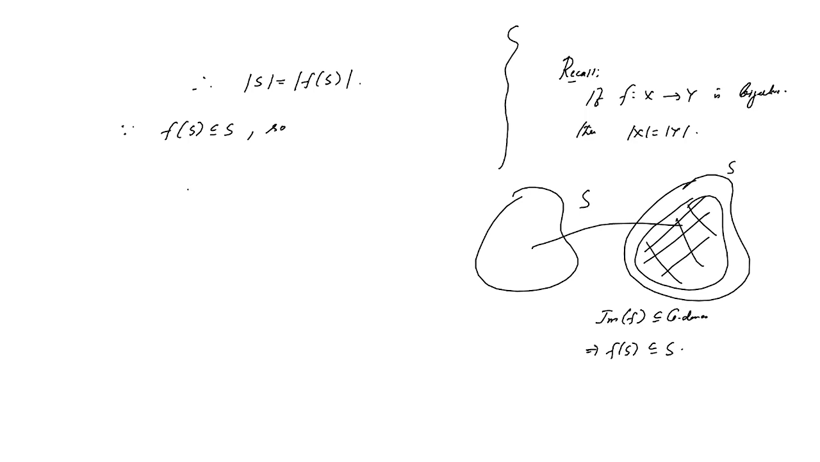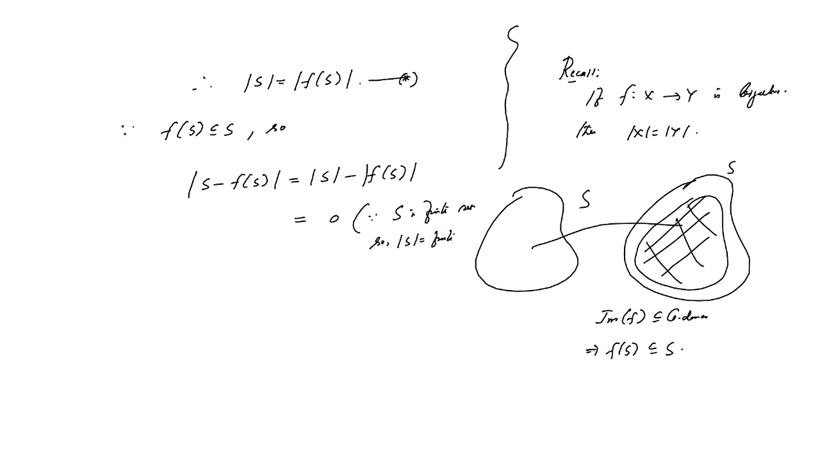So what we can say, the cardinality of S minus Fs, that set's cardinality, will be the cardinality of S minus the cardinality of Fs. Here we have seen that the cardinality of S and the cardinality of Fs are the same. So that means it will be 0. Why is it 0? Since S is finite. Okay, finite set. So the cardinality of S must be finite.